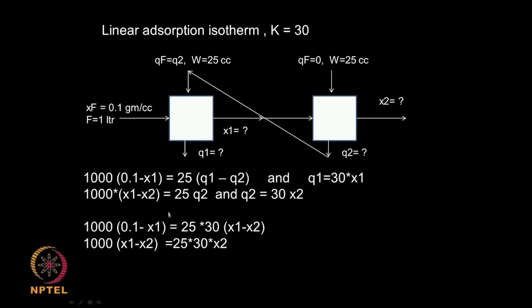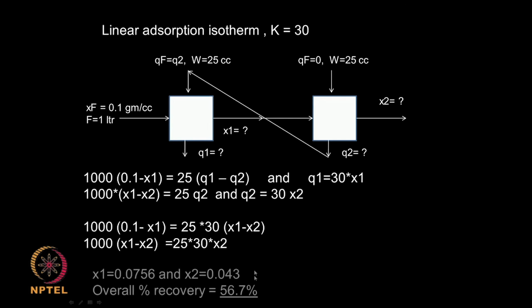I use the same mass balance, but I will have two equations, then I simultaneously solve for Q2 and Q1, and I get very interesting results. Overall x1 comes out to be 0.075, x2 comes out to be 0.043. So overall recovery is 56%. I want to compare this with the previous problem.